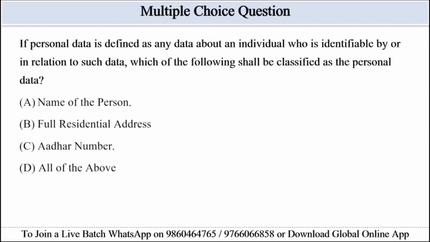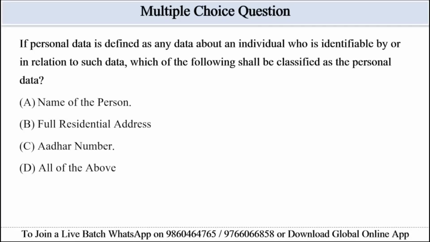Next question is, if personal data is defined as any data about an individual who is identifiable by or in relation to such data, which of the following shall be classified as personal data? So this question is asking which of the listed items qualify as personal data under the definition: any data about an individual who is identifiable by or in relation to such data. So the question itself supplies the definition.